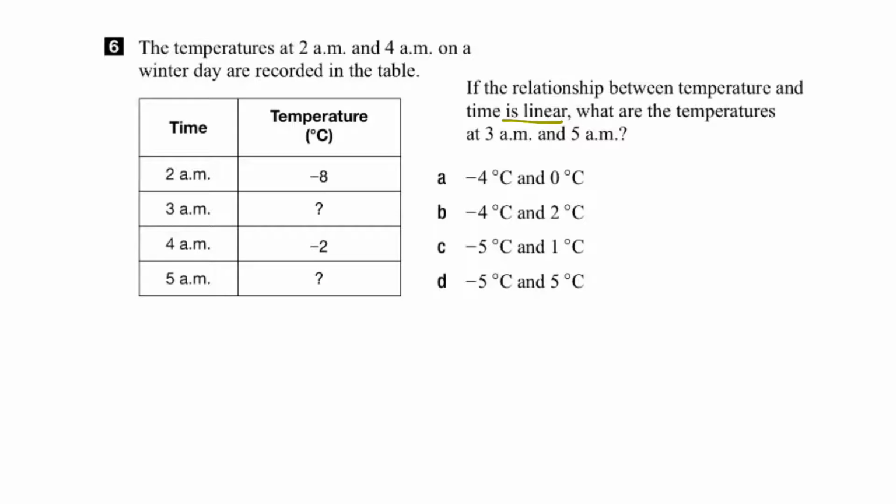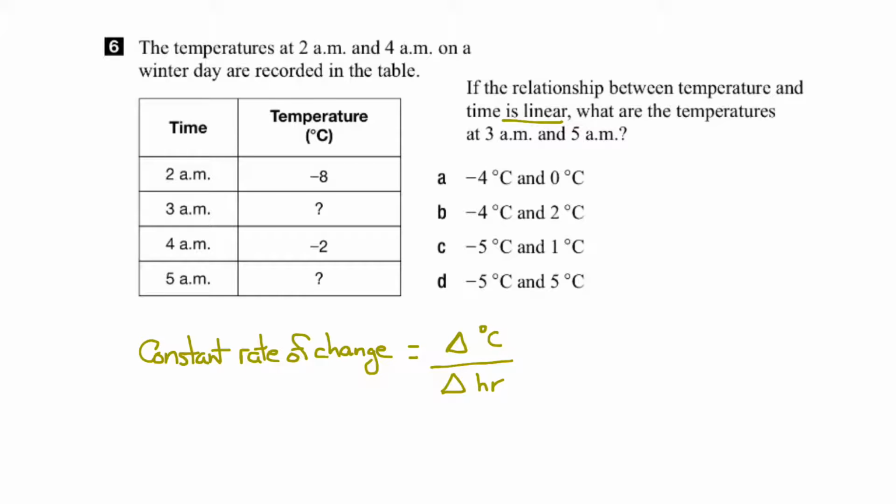Well, if this relationship is linear, then it has a constant rate of change. And that constant rate of change is given by the change in temperature, in this case degrees Celsius, divided by the change in time, which in our case is in hours. The vertical axis variable would go on the top, and the horizontal axis variable goes on the bottom.